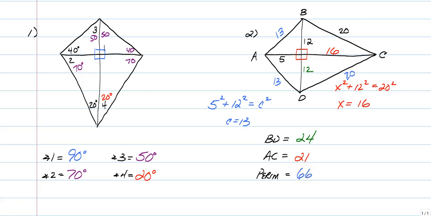Okay? So that's it with kites. Again, a little bit trickier because we don't have a whole bunch of the same properties like we did with parallelograms, rectangles, rhombi, and squares. Okay? But anyway, that's it for kites.